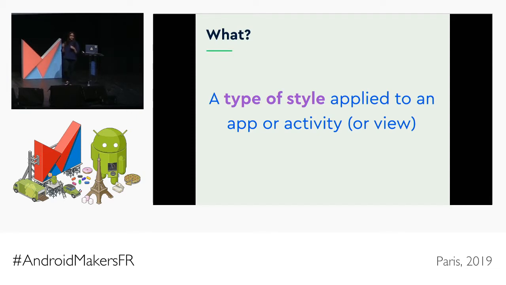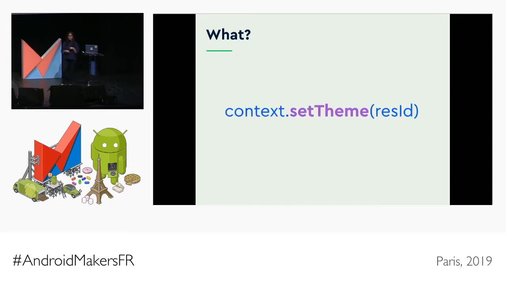Typically, you apply a theme in the Android manifest file on an app or an activity, and when you do android:theme on an app or activity, it uses context.setTheme under the hood. And this is usually called for you before Activity.onCreate, because it is not a dynamic style, so it needs to be provided before inflation time. So if you want to do this programmatically, make sure you call it before Activity.onCreate.